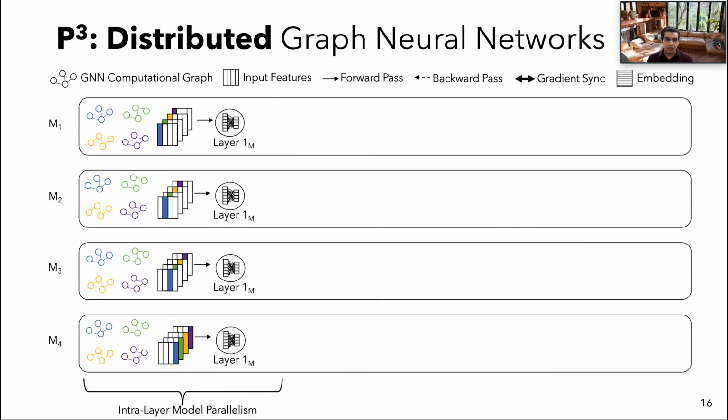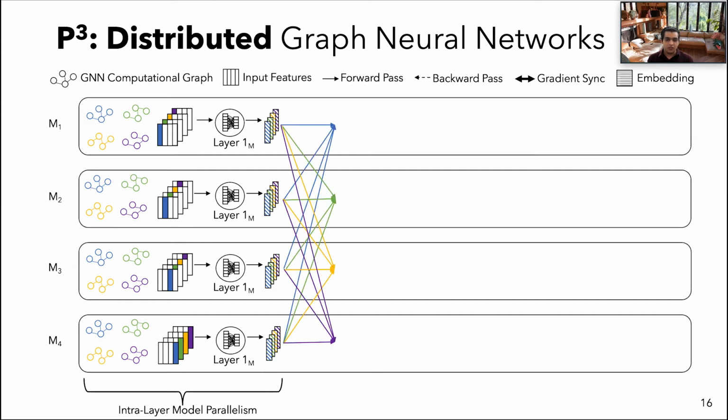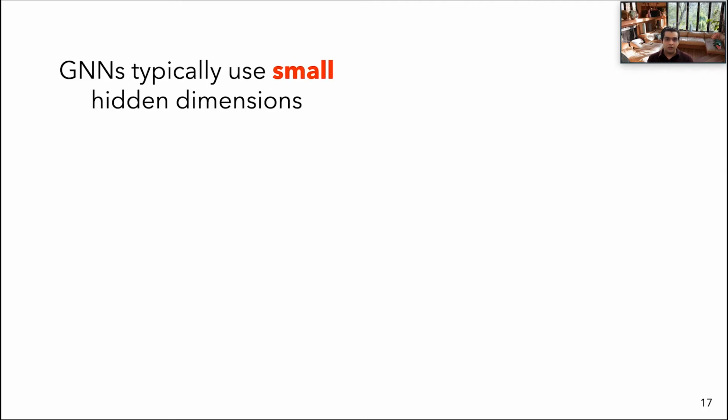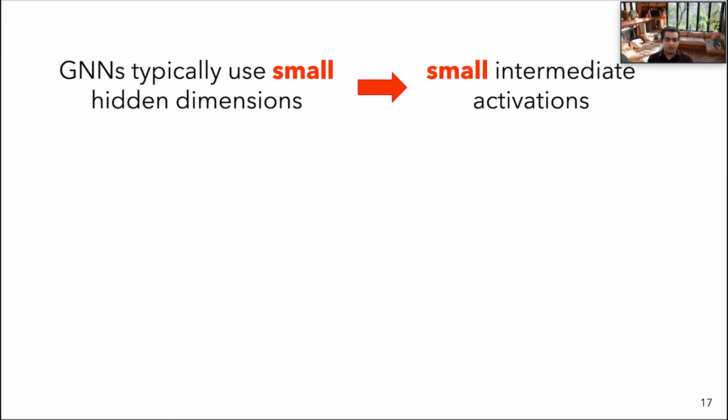Next, PQ starts the forward pass in a model parallel fashion. Here, each machine computes partial activations for layer 1 using the slice of partial input features it holds locally. Once the partial activations are computed, each machine pulls partial activations from all machines and aggregates them using a reduce operation. Moving intermediate activations instead of features is a worthwhile trade-off because hidden dimensions used in GNNs are typically small and thereby the intermediate activations and gradients are small as well.